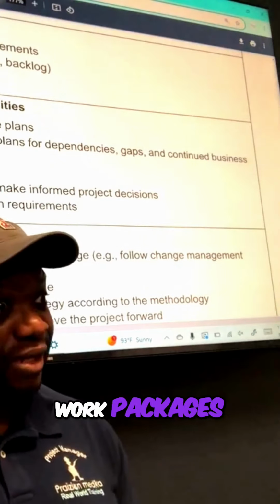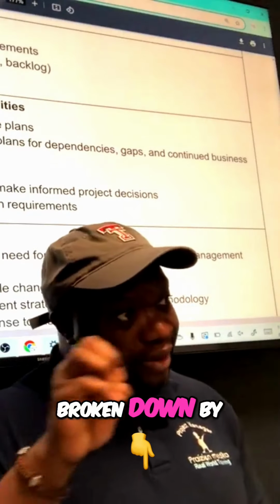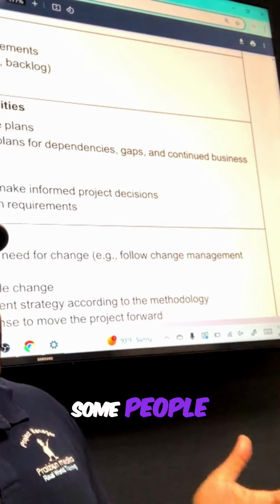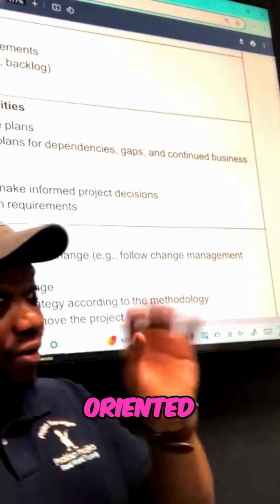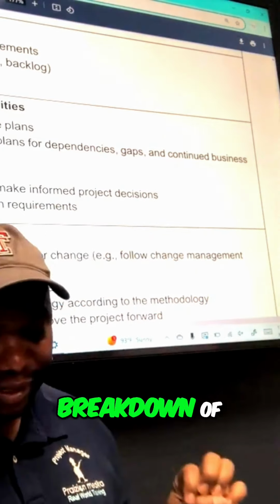We call them work packages, and it becomes very clear what needs to be done, broken down by hierarchy, usually deliverable oriented. Some people have no choice and they make it phase oriented, but it's not a timeline. It's just a deliverable oriented breakdown of the project.